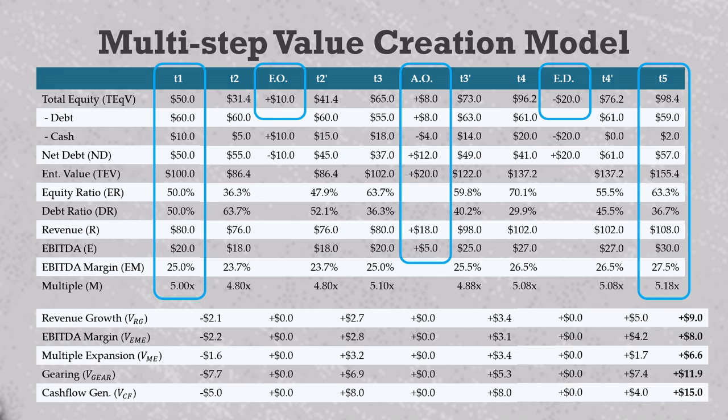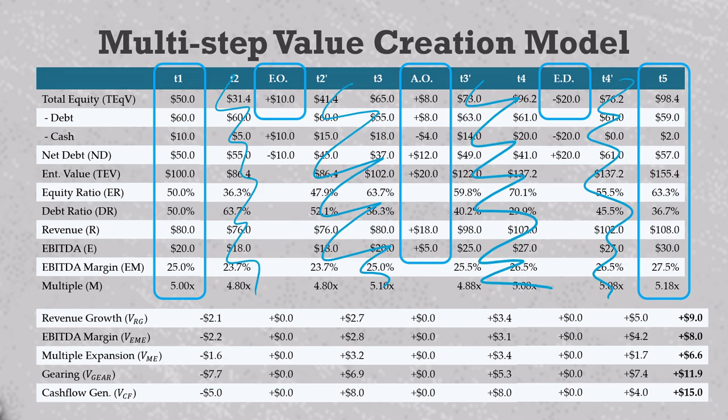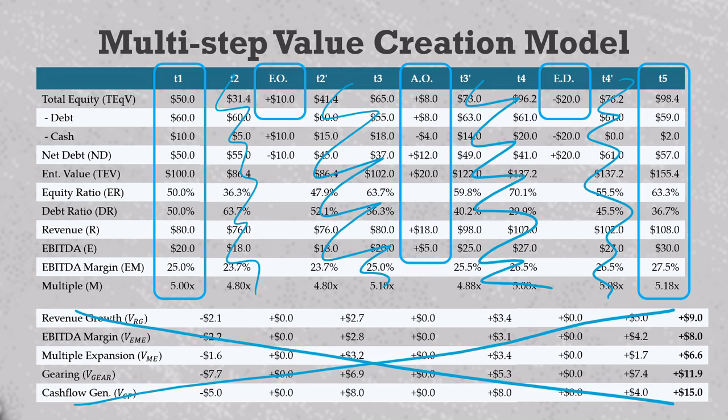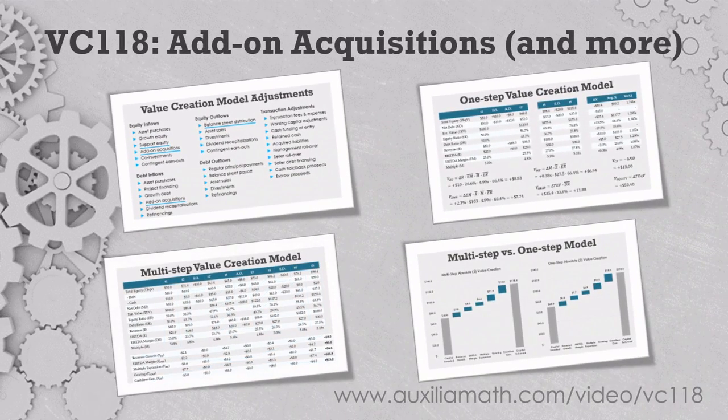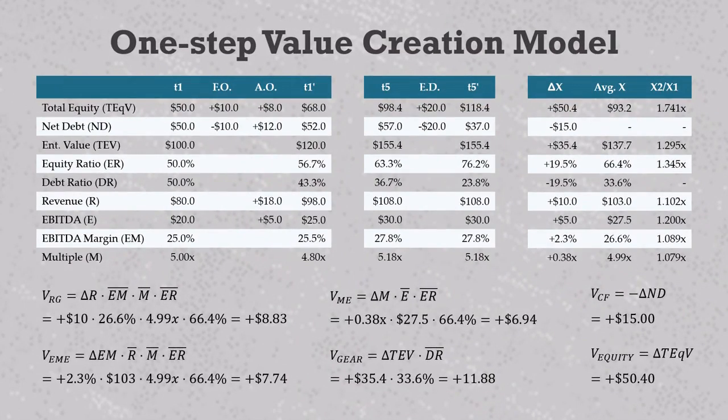We are unlikely to find these holding period capital structure and income statement metrics that tell us what companies look like immediately before or immediately after these transactions take place. So that makes this multi-step model approach impossible for many deals. Well, the good news is we'll see that the one-step value creation model gets us very close to these multi-step model results with much less data and much less work.